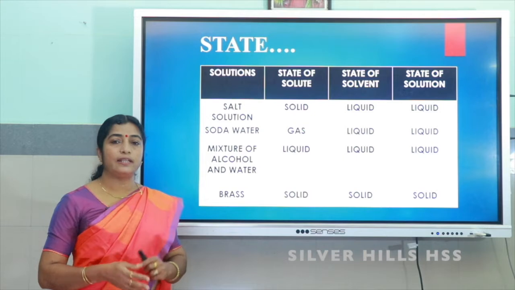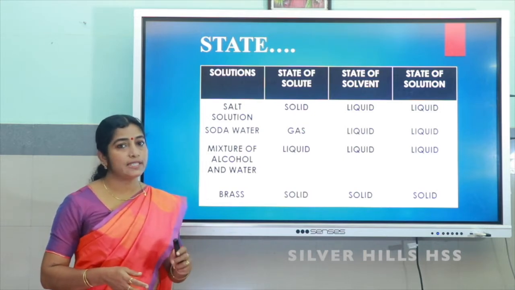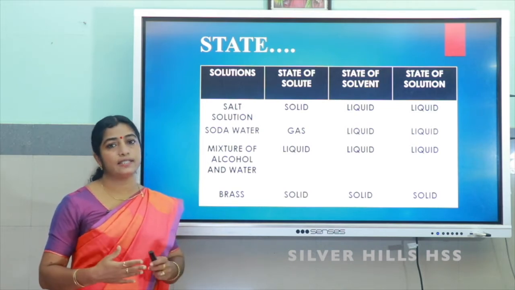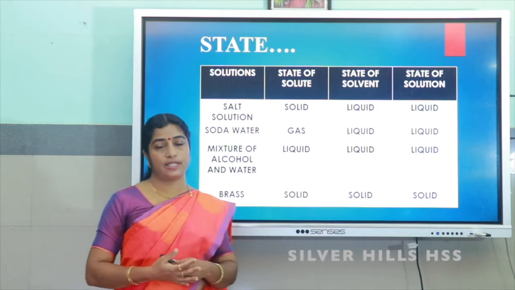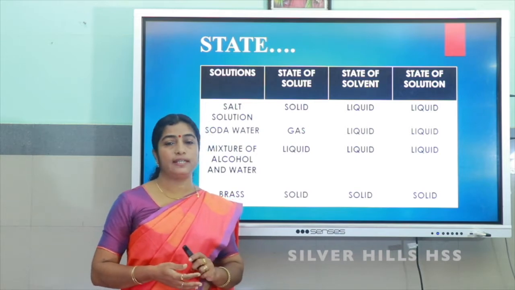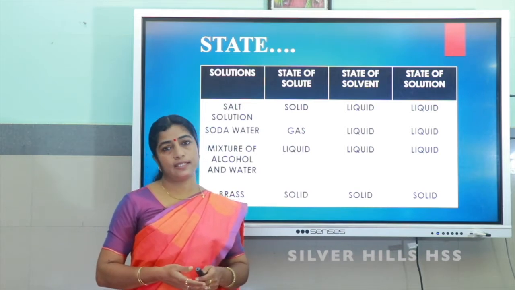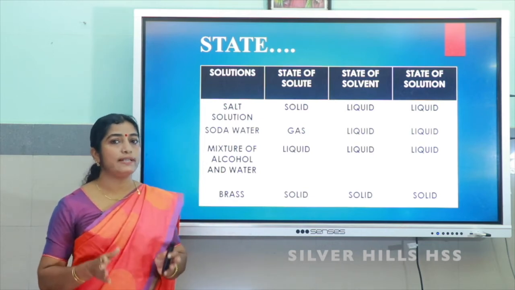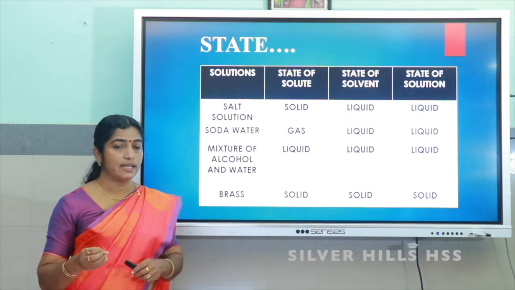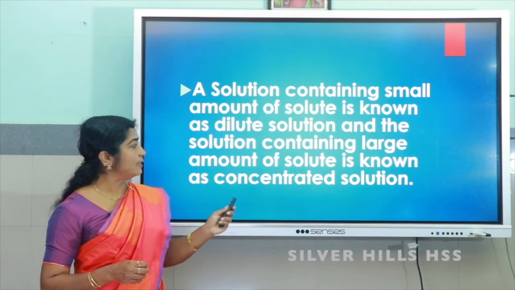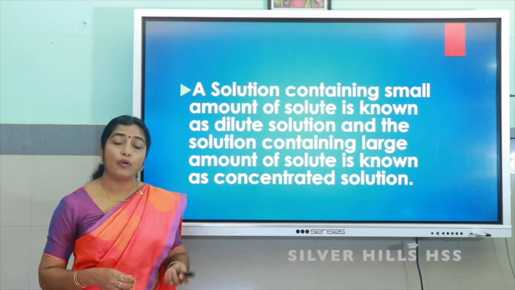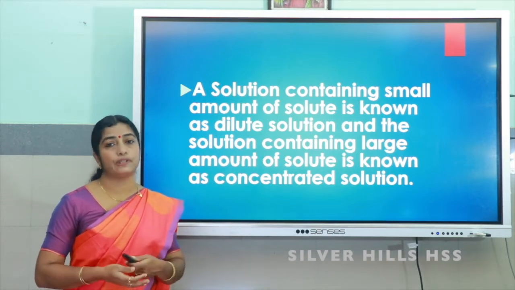Then children, how do you identify a solute and solvent in a solution? In a solution, the major component, the component which is in greater quantity, that is solvent, and the component which is in lesser quantity, that is solute. But in aqueous solutions, aqueous solution means solution in water, water is always solvent irrespective of its amount. That is, in aqueous solutions, water is always solvent, but in other solutions, which is in greater quantity, that is the solvent, and which is the lesser quantity, that is the solute.